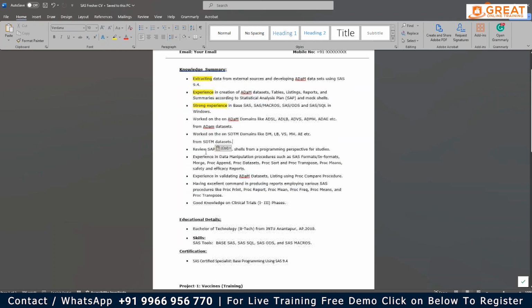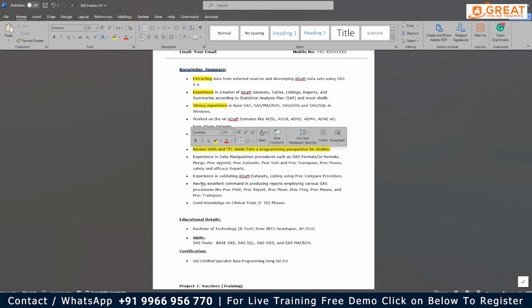Now we'll go for another one: reviewing the SAP shells from a programming perspective of the studies. Review and all, don't write it, because you are not reviewing anything. You are a fresher-level person. You can't review anything. You remove this piece of code, the one in yellow color which I have selected.